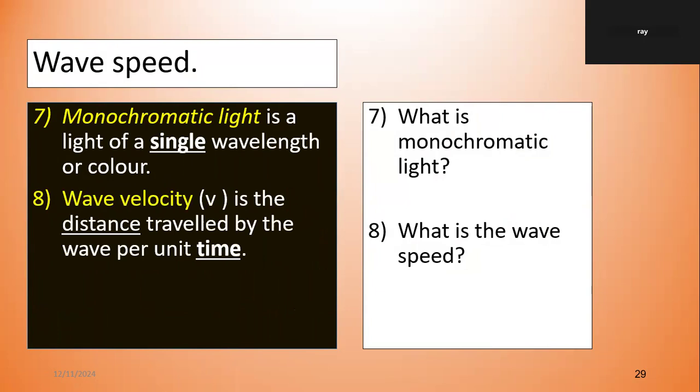We can look at the crest, how the crest moves in unit time. This is the general definition, not the speed of light, unless it's light, then it's the speed of light. So v equals f lambda.